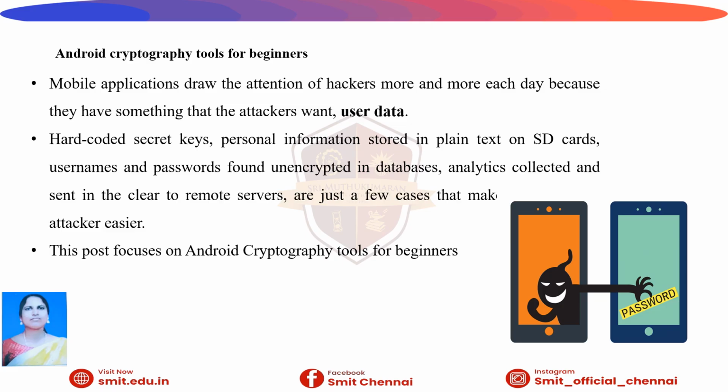And the next one is what? Hard-coded secret keys, and personal information stored in plain text on the SD card, which we saw now. And the next one is what? A password found unencrypted in the database. It's nothing but a username and password stored without any protection. And data sent without encryption is nothing but data transmitted over the network without any protection. So this post focuses on Android cryptographic tools for beginners.